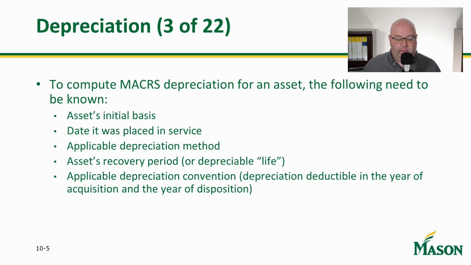Applicable depreciation method. What happens in MACRS is basically that if it is a long-lived asset that is less than 20 years, it's going to be depreciated under the general depreciation system. It's probably going to be double declining balance halfway through, and then it's going to be straight line for the rest of the life of the asset.